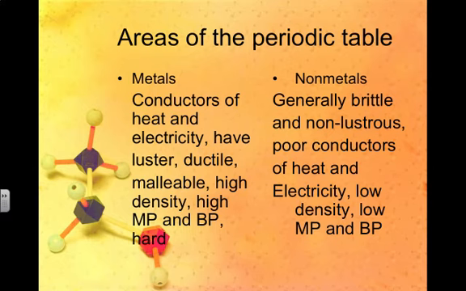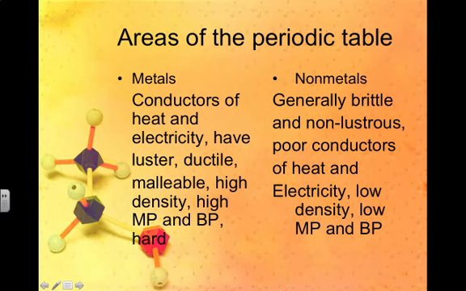Metals will also have high melting points and boiling points. It's hard to get them to melt or boil. And they're usually hard. Not all of them are hard, but most of them are. And you'll see some metals that don't really follow all of these characteristics, but these are the general characteristics of most metals.